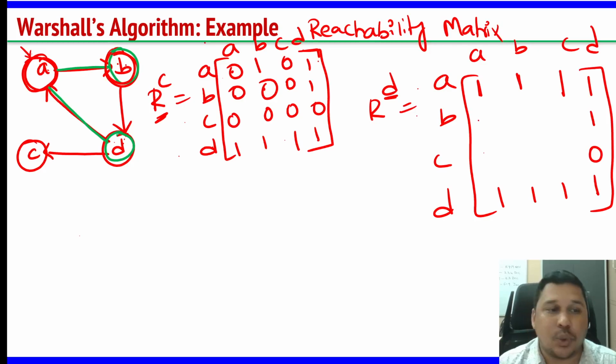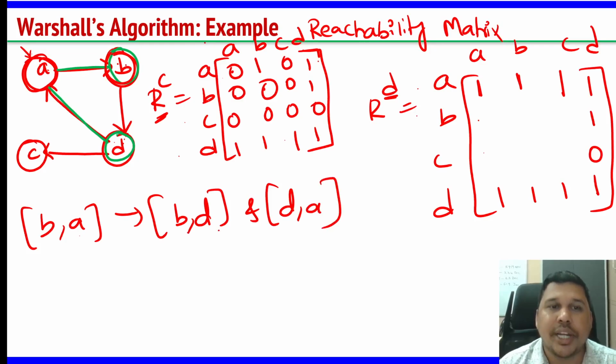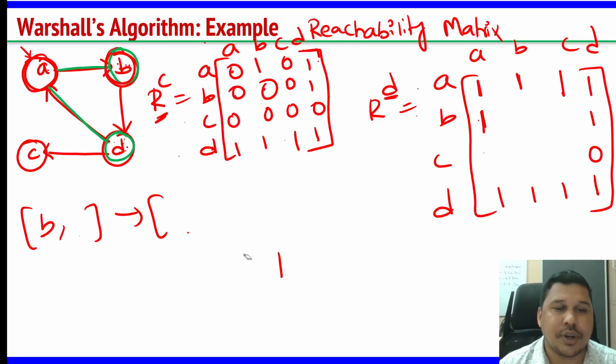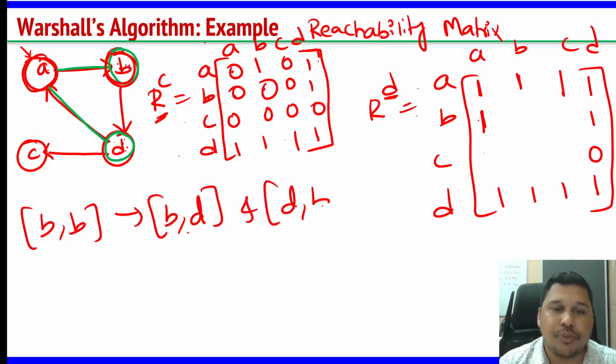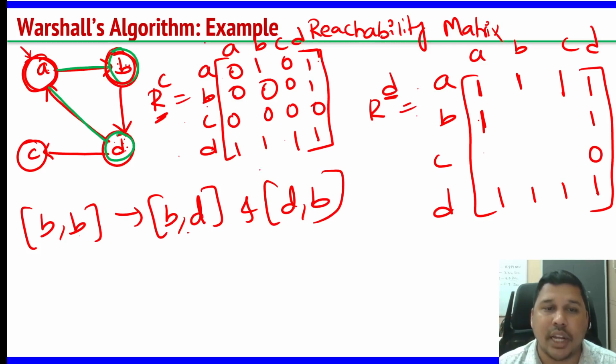Next is B to A. B to A, can we reach or not using D, that is from B to D and D to A. What is B to D value? B to D value is 1 and D to A value is also 1. Therefore, I can reach from B to A. How? B to D to A. From B you go to D, then come to A. Okay. Same way. Next it is from B to B. That is B to D and D to B. So, what is B to D value? B to D value is 1 in RC matrix and D to B is also 1. Therefore, I can reach from B to B also.